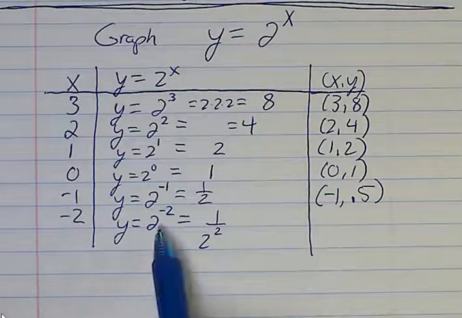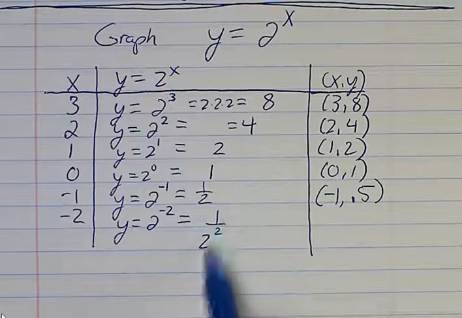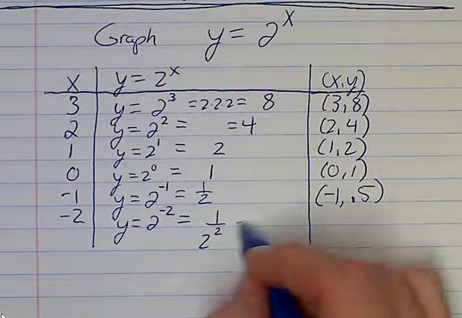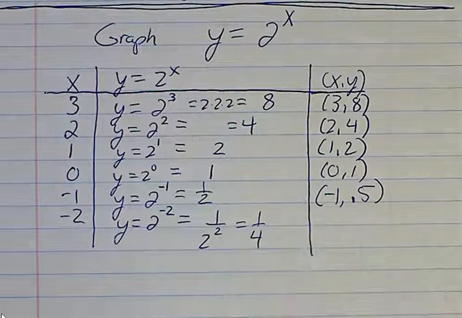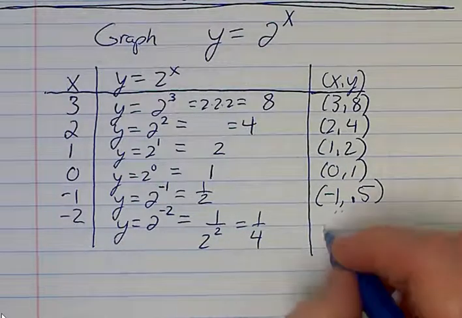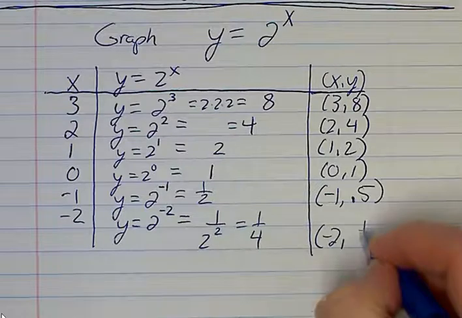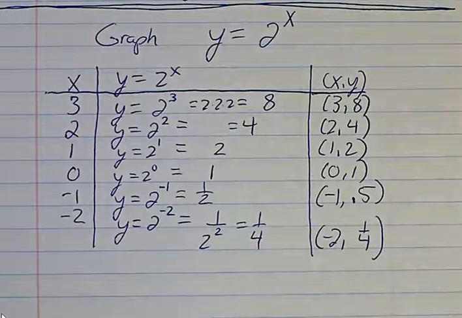Okay, if we do -2, that's y equals 2 to the -2 power. That just means it's 1 over 2 squared. And then you can do 2 times 2 and make it 1/4. And for that one, if you want to leave it in fraction form, you can. They should tell you whether they want the answer in fraction form or decimal form, so they'll clarify which one you want there.